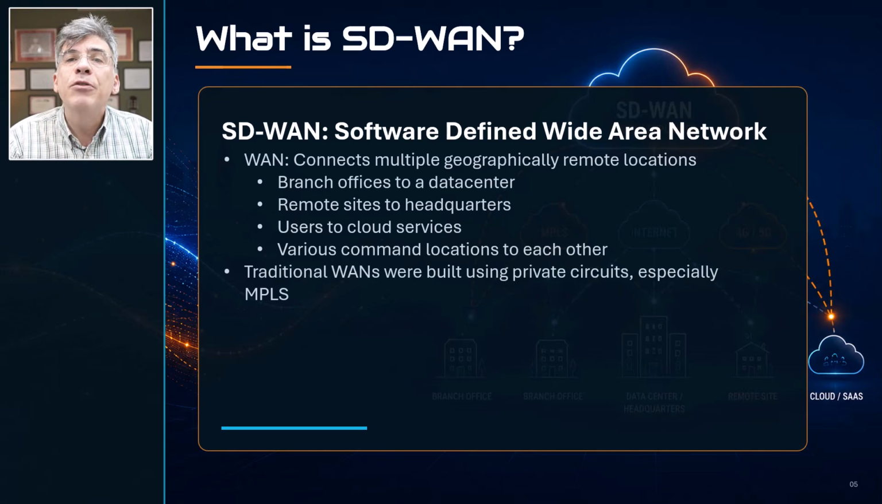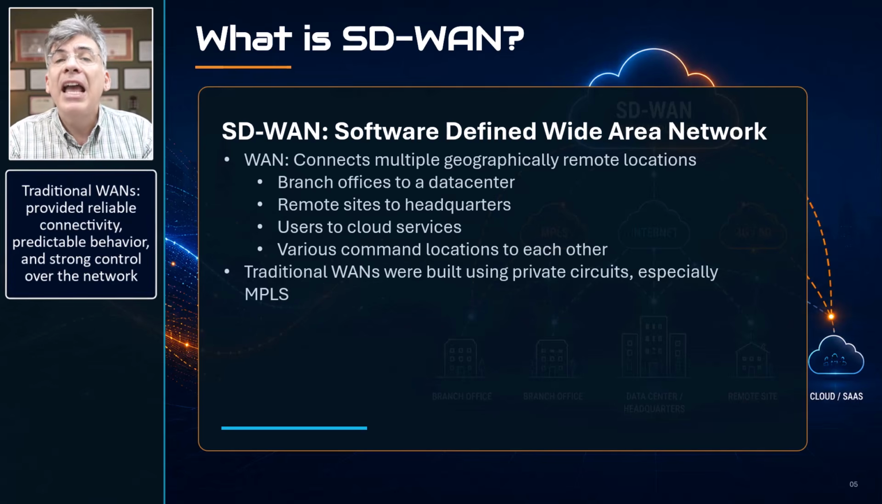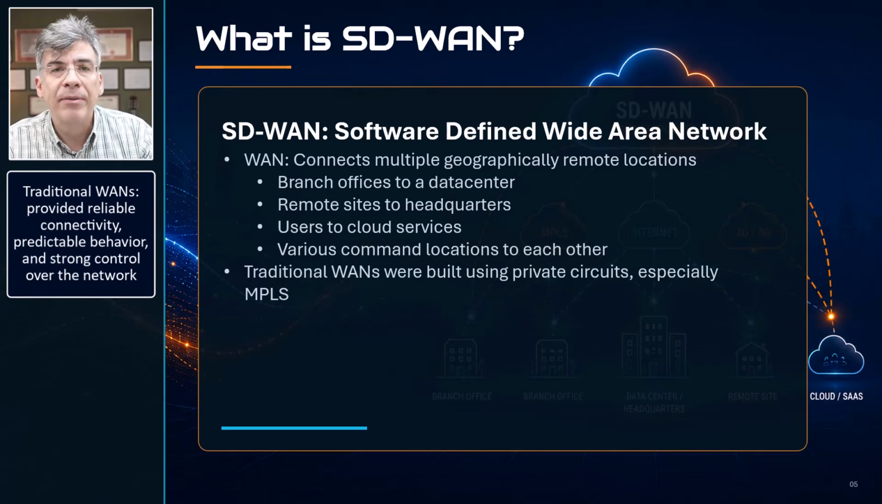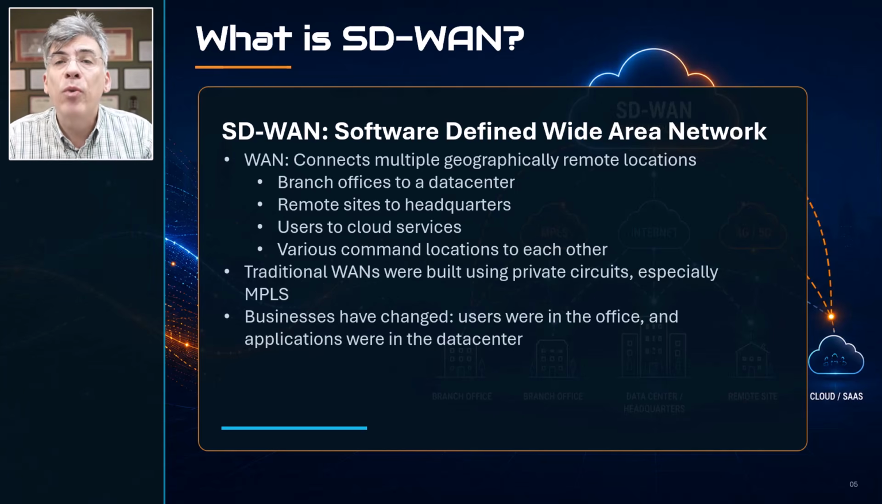Traditionally, many enterprise WANs were built using private circuits, especially MPLS. These designs often worked very well. They provided reliable connectivity, predictable behavior, and strong control over the enterprise network. But the way businesses use the network has changed. In the past, many users worked in branch offices and accessed applications that were hosted in the company data center. So it made sense to send most traffic from the branch to the data center.